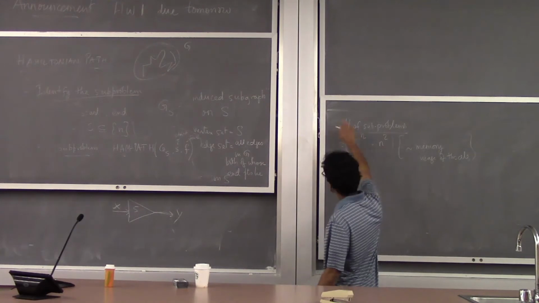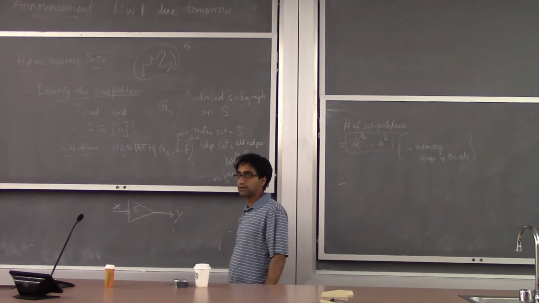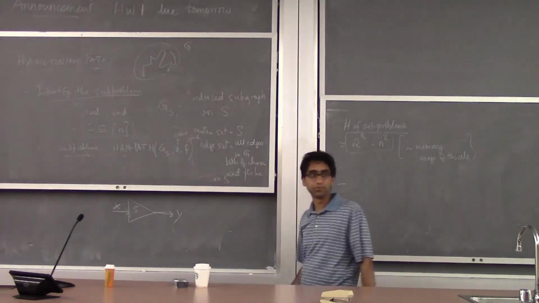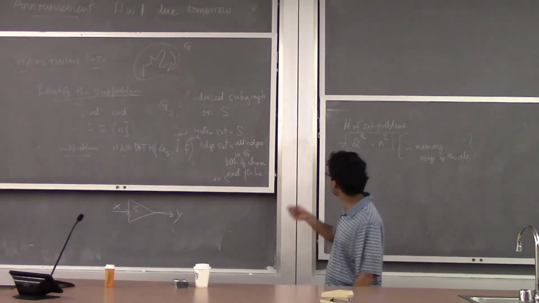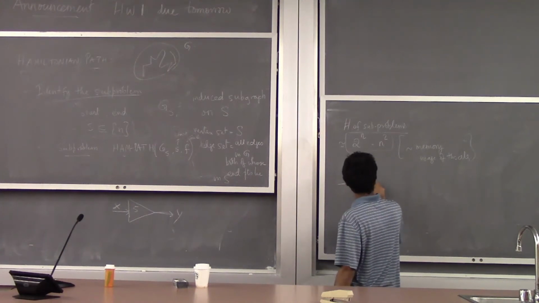Now we've identified what the subproblems look like. So now how do we solve a subproblem? Suppose I tell you, give me a divide and conquer algorithm.